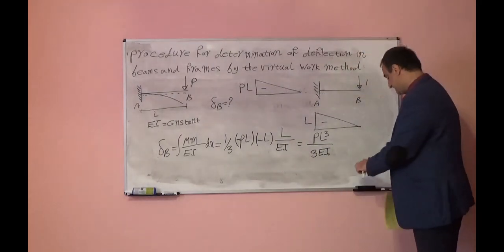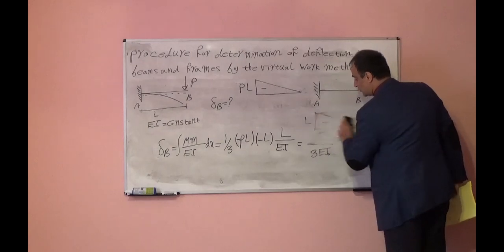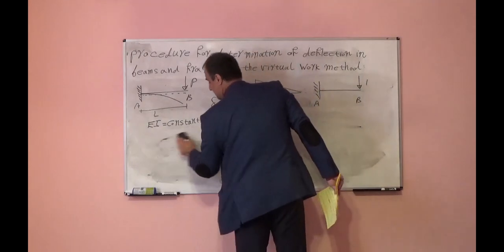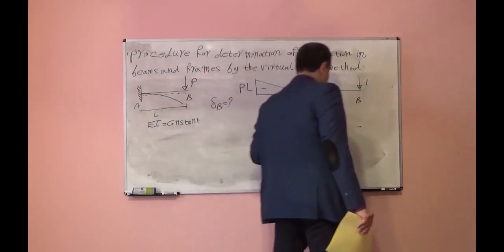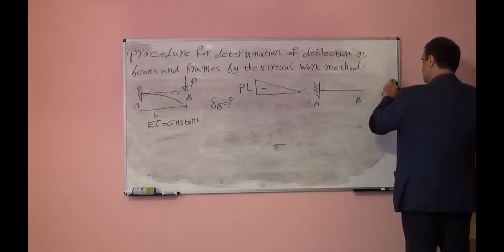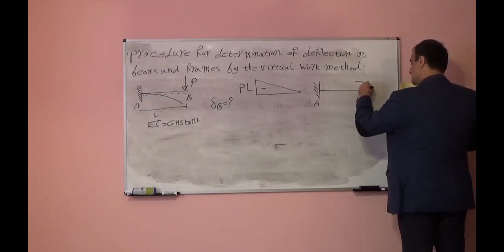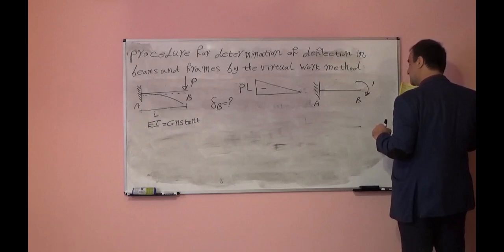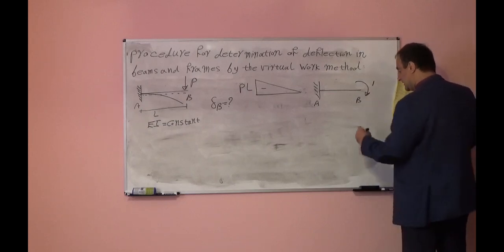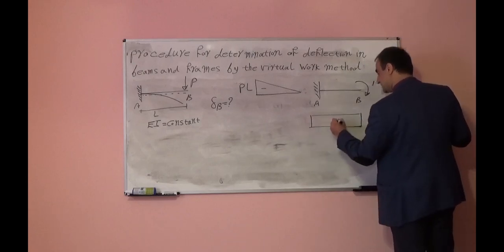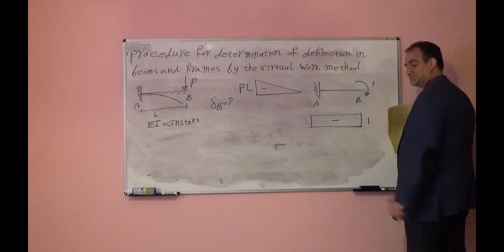So this is about deflection. How about slope? If I want to find the slope at point B, what will I do? Under real load it is the same. Virtual load this time will be a concentrated moment, and the magnitude of moment is a unit moment I will apply at point B. In that case the moment diagram will be rectangular shape, again negative 1.